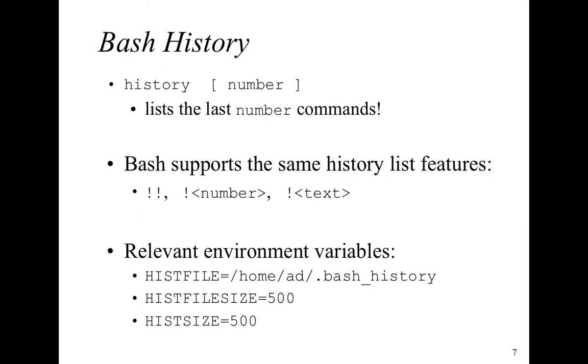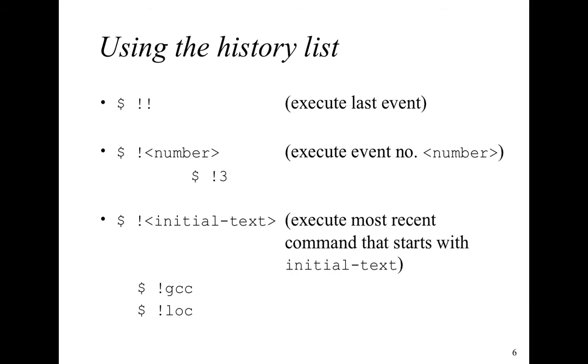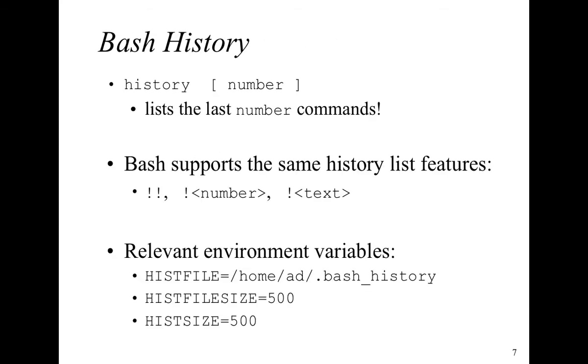So, bash history. We saw that. We typed in history. And this is, by the way, just the generic command. So in bash, the last number of commands. Bash supports the same history feature, so you can go history number, history text. But the relevant environment variables, if you hadn't noticed, I said I had to clear it out. I was actually kind of mistaken on that one. It wasn't really clearing out.